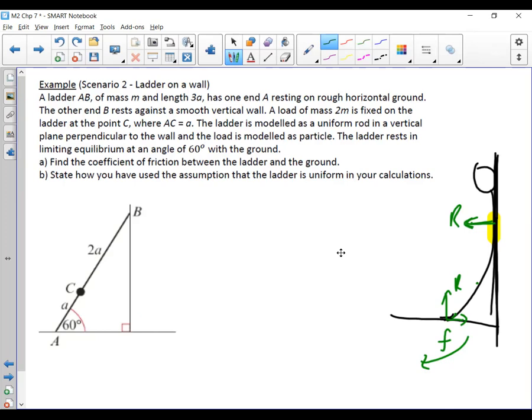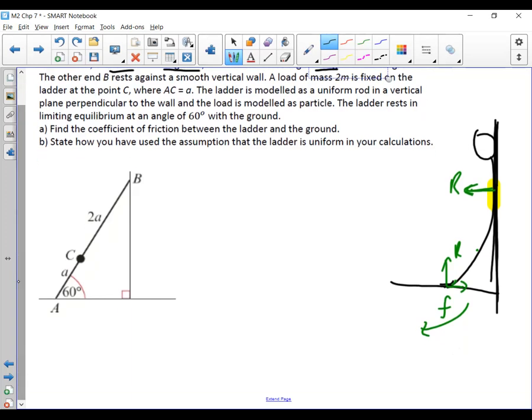A ladder AB of mass M and length 3A has one end A resting on a rough horizontal ground. Rough means there's friction. And the other end B rests against a smooth vertical wall. So there's no friction on the wall. A load of mass 2M is fixed on the ladder at point C. So that's 2M. So let's draw a better diagram.